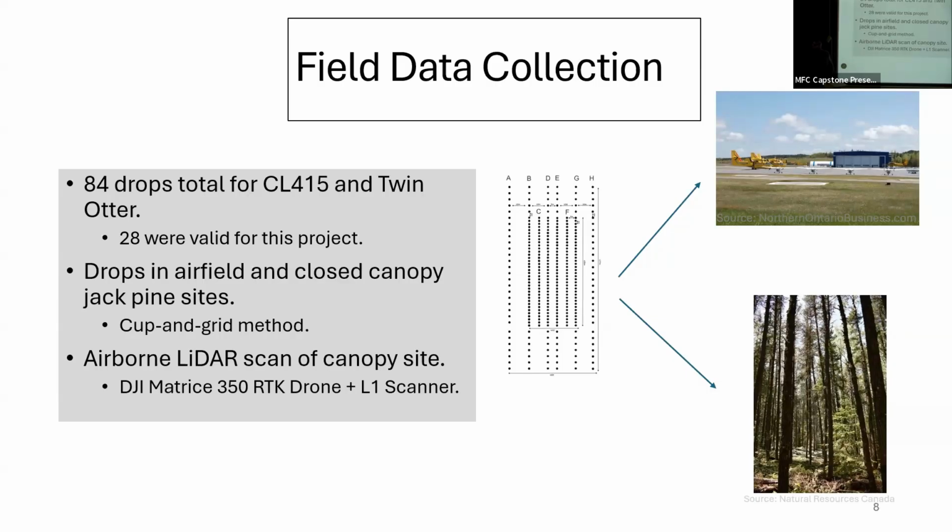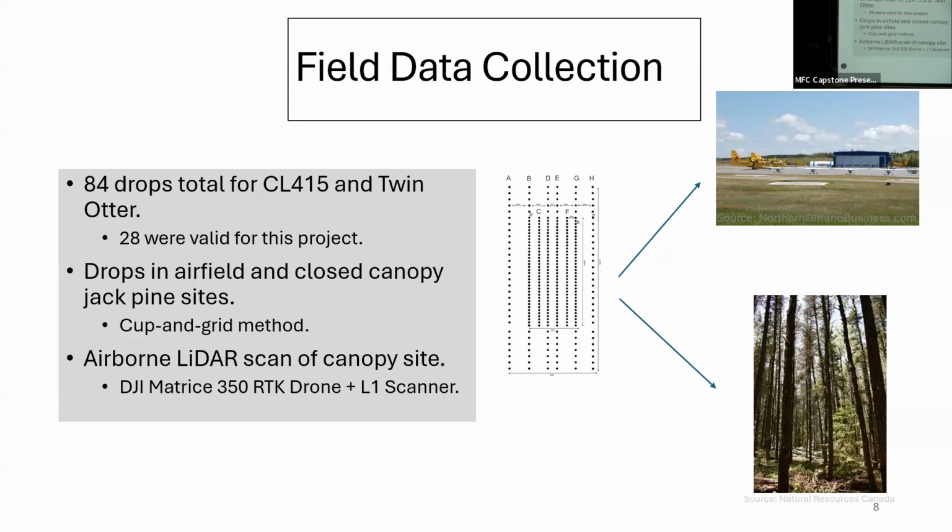Water depth was measured using the visual cupping grid method, in which a reference sheet is placed underneath each cup, and the water is referred to volume markings on that reference sheet. In total, 82 drops were performed for both aircraft. Of these, 36 were digitized and 28 were deemed valid and used in this research. A valid drop means enough of the drop footprint hit that cup grid to be representative of that air tanker's drop footprint. Lastly, we conducted a LiDAR scan with the DJI drone of the jack pine stand to then quantify and characterize forest structure.